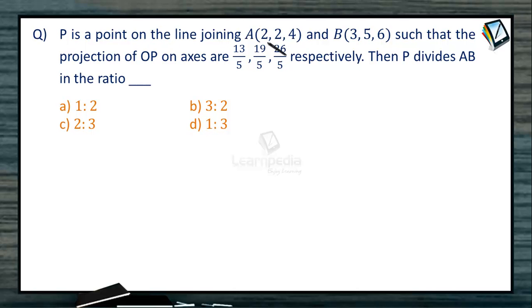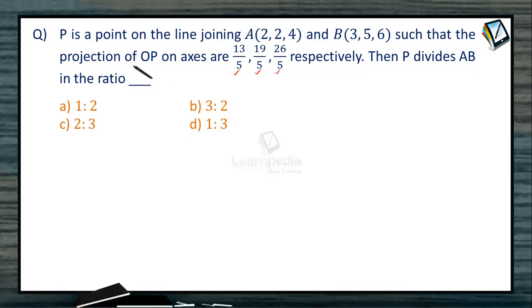P is a point on the line joining two given points A (2, 3, 4) and B (3, 5, 6). The projections of OP on the coordinate axes are 13/5, 19/5 and 26/5. Then we need the ratio in which P divides the segment joining A and B.